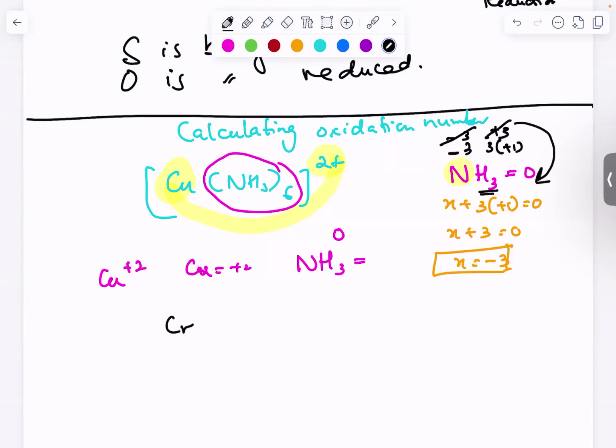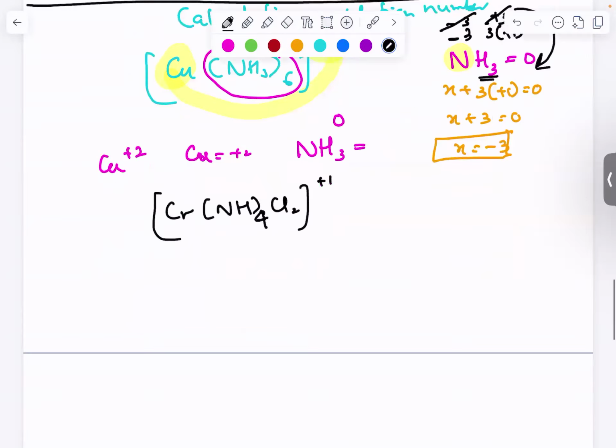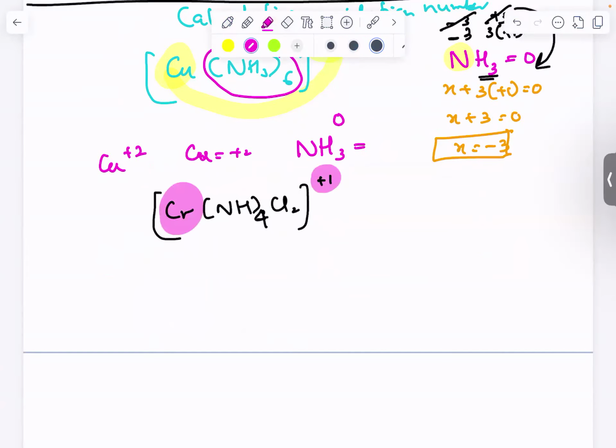Then they gave another one, that is an ammonia, tetraamino dichloro chromium positive 1 cation. Again, the same thing: chromium has the oxidation number, which is the overall charge.